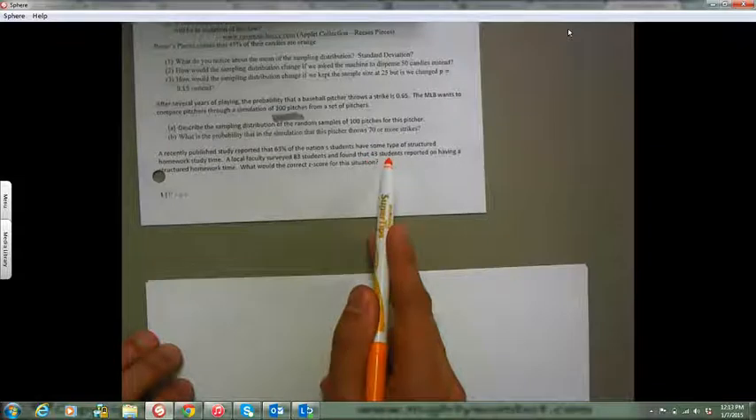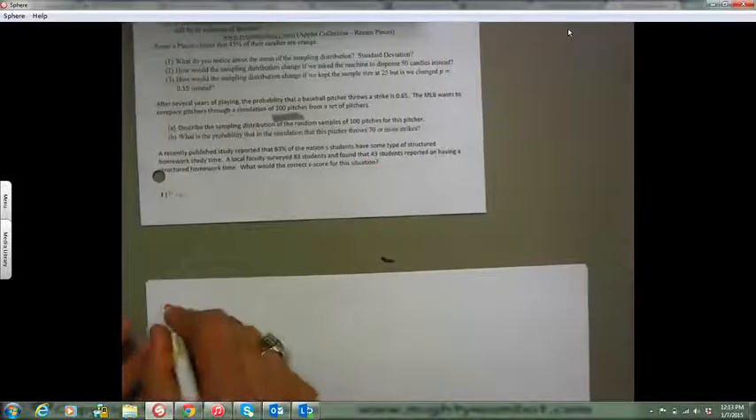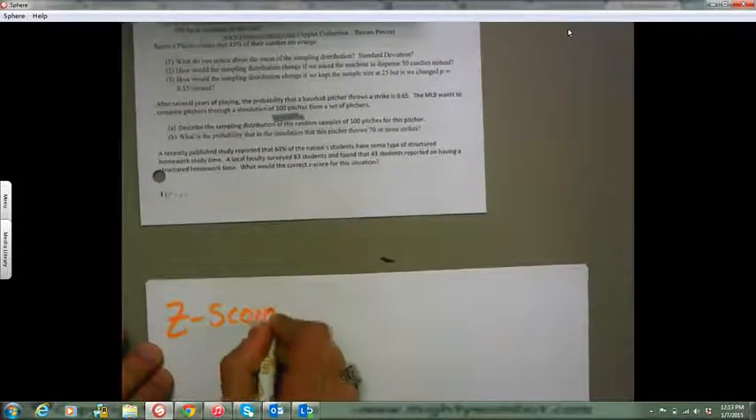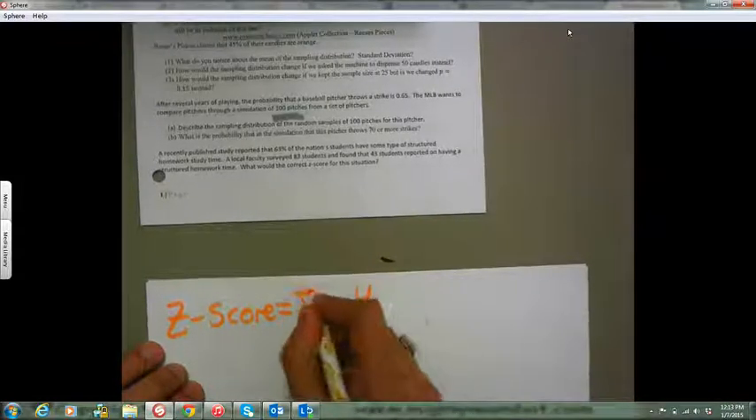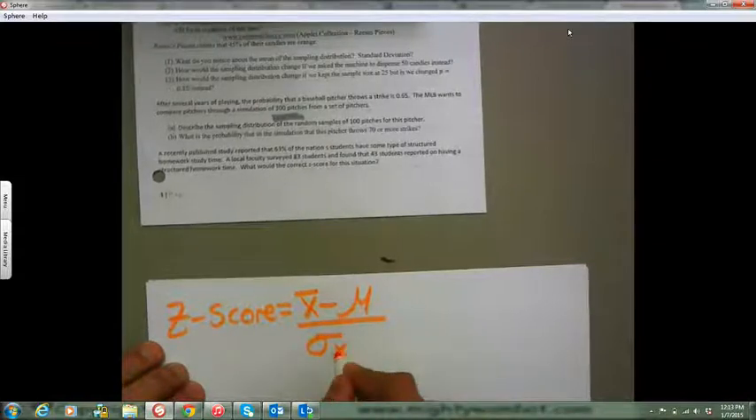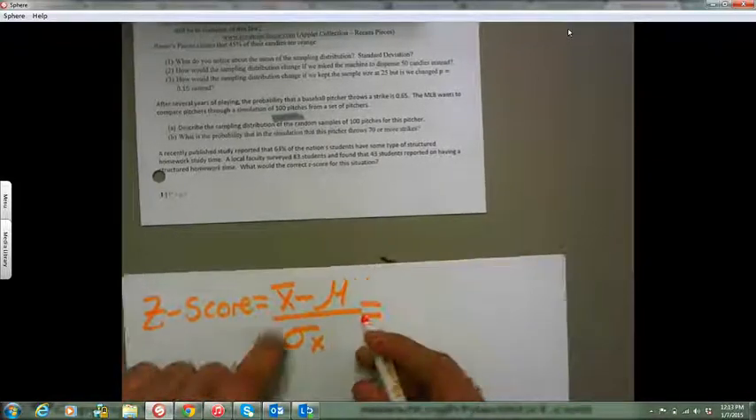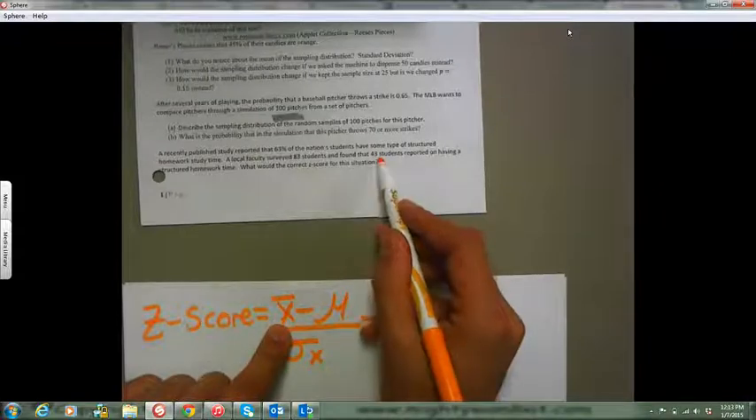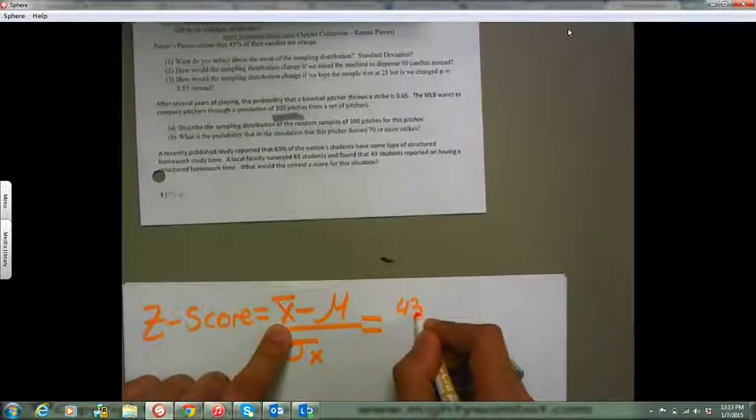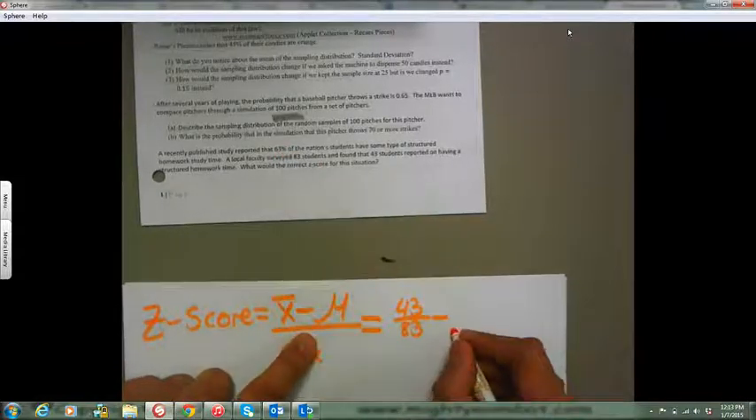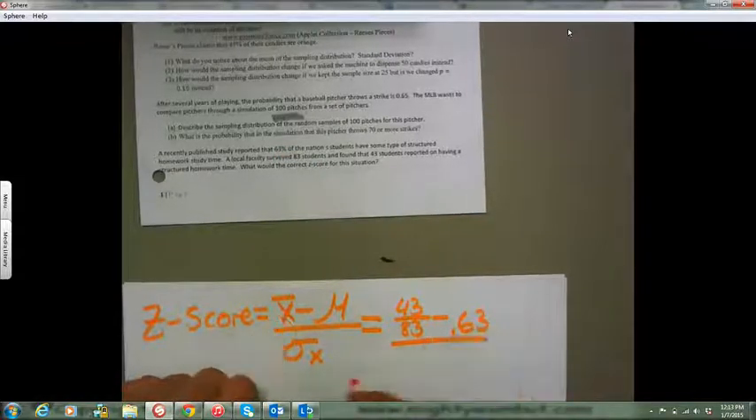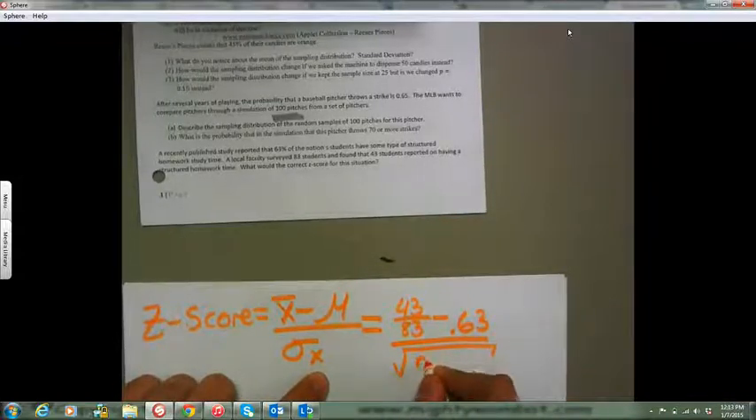What is the z-score? Alright, remember z-score is equal to x bar minus mu over the standard deviation of x bar. This is on the formula sheet. X bar, well, 43 divided by 83 minus the mu, that's from the population, that's 0.63. Downstairs is the standard deviation of the sample, which as we just said is the square root of P times 1 minus P over N.